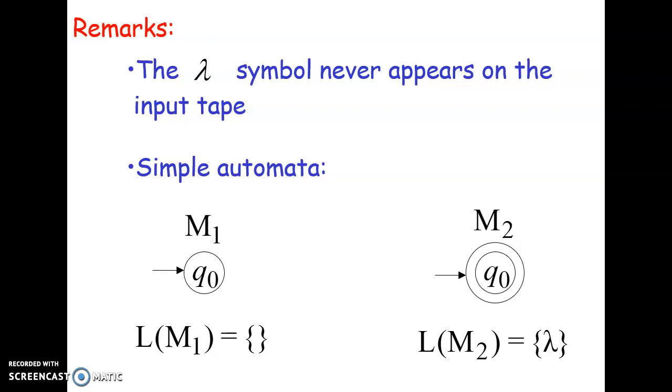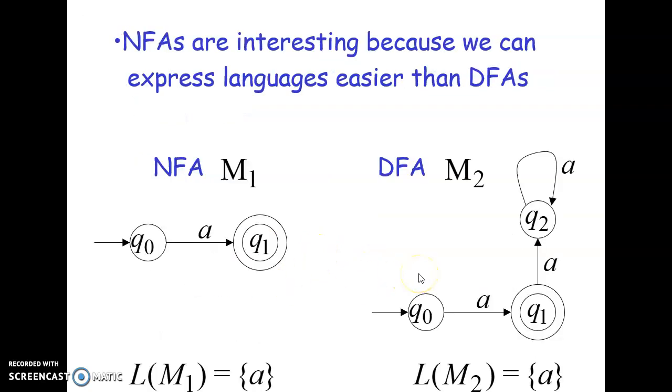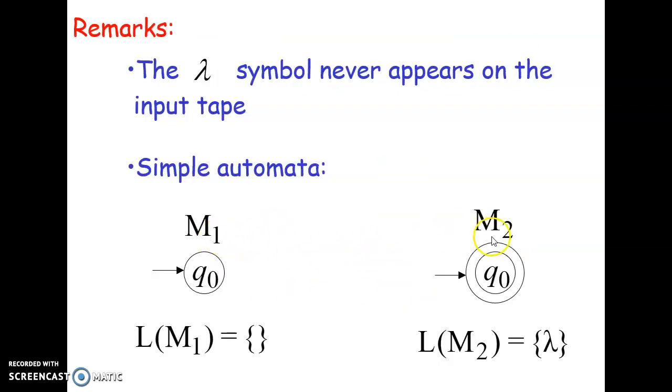Look at these two automatas given below, M1 and M2. You have a Q0 state in both. Here the language is the empty language. Here the start state is also your final state, so the language has this one string, which is lambda. If you recall, we had a lecture related to the automatic tap sensing the presence of a hand. It's something like that. That was just for you to recall what lambda is.